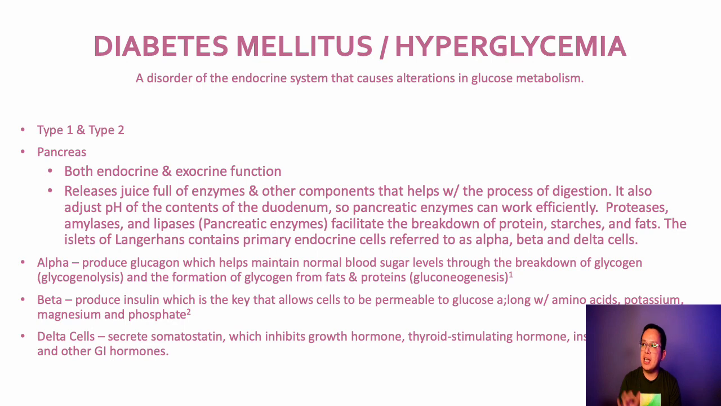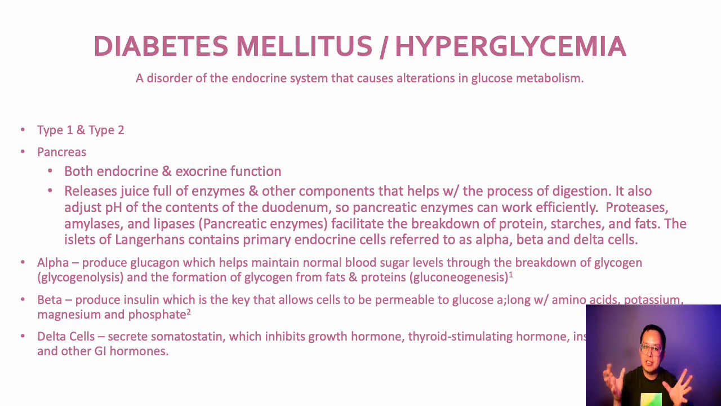When we talk about DM, we don't skip talking about the pancreas and its enzymes. So the pancreas has both endocrine and exocrine function. This pancreas releases juice full of enzymes and other components that helps with the process of digestion. It also adjusts pH of the components of the duodenum, so pancreatic enzyme can work efficiently.